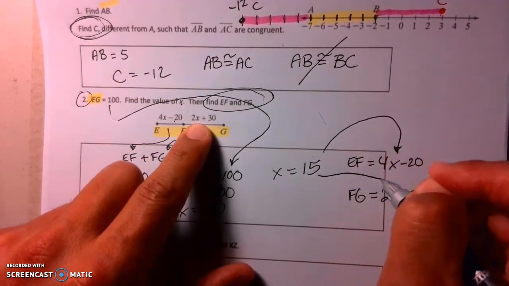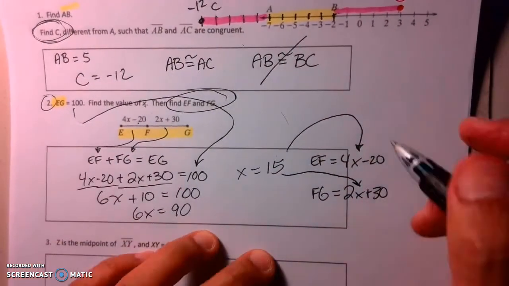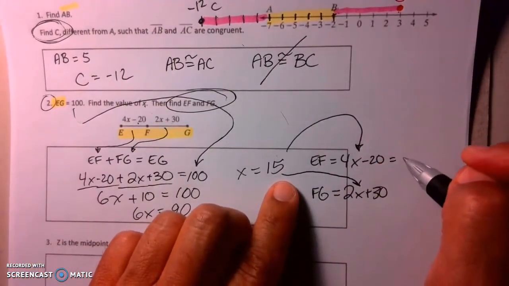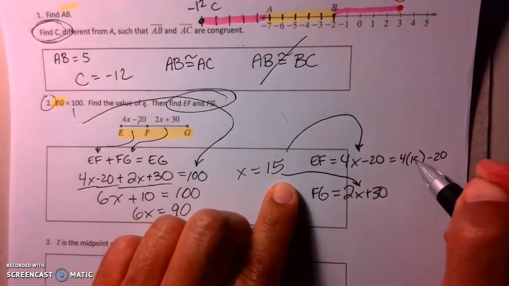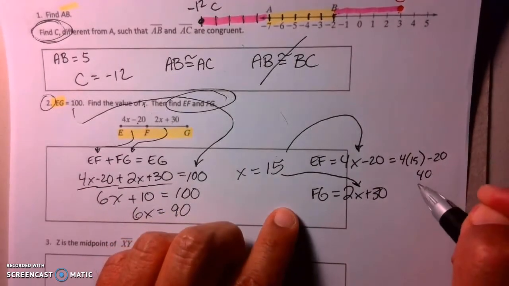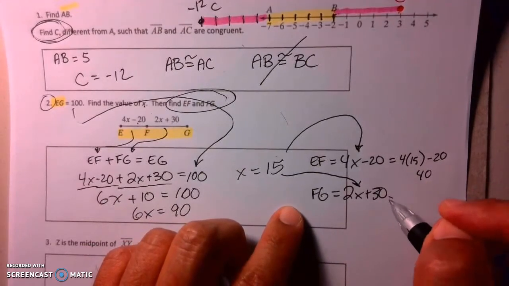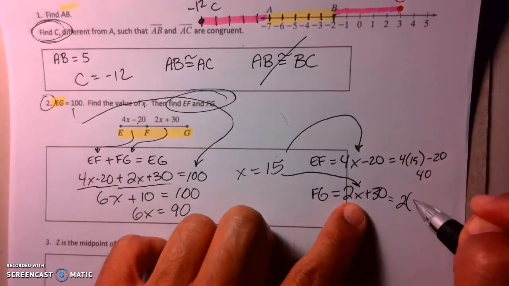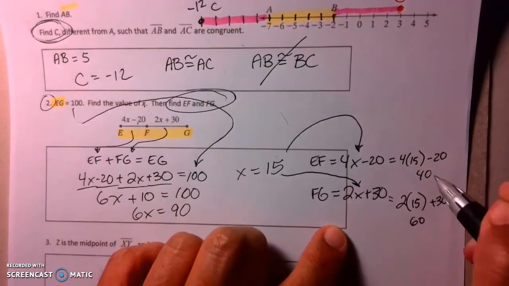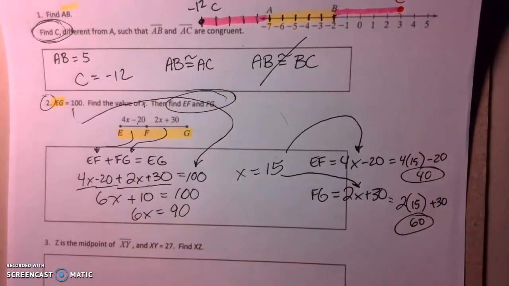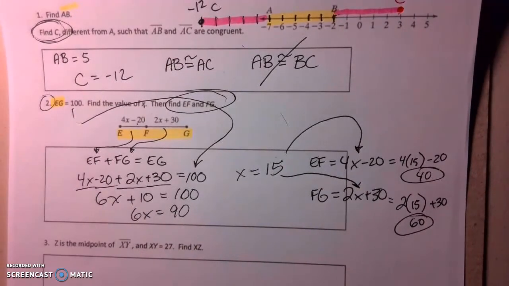And again, I just figured out what X is, so I would plug that in there. So for this top one, 4 times 15 minus 20, 4 times 15 is 60, minus 20 is 40. If I put 15 on this bottom one, 2 times 15 plus 30, that's 30 plus 30, that's 60. 40 plus 60 is the original 100. So everything works out.